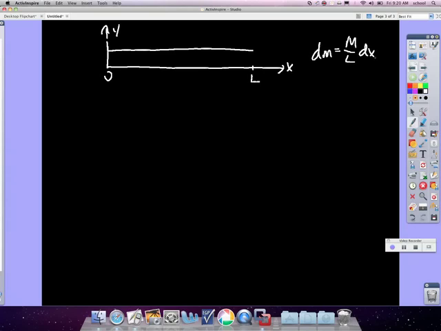So this is going to depend on where we choose our coordinate system, which is something you guys have seen already, right? The moment of inertia of an object depends on what axis you're rotating that object about, right?